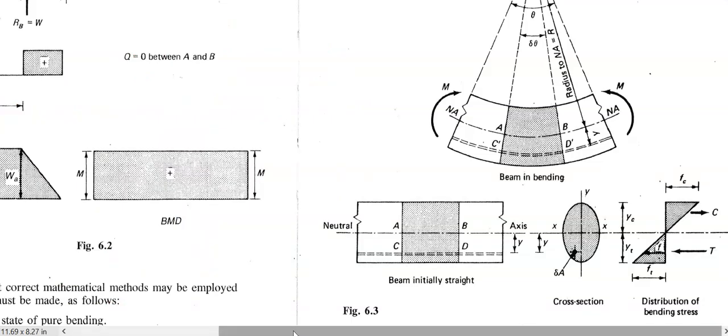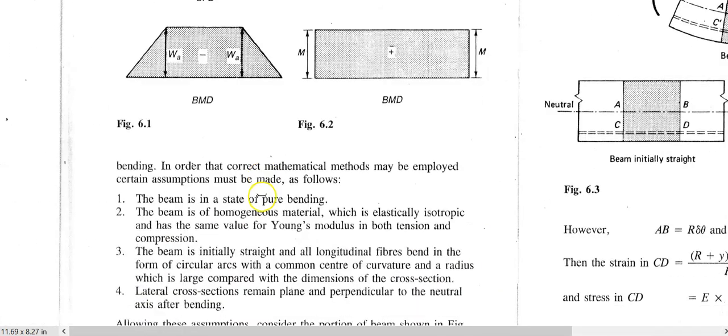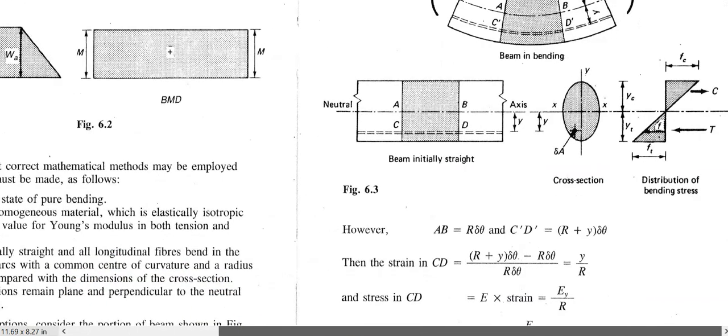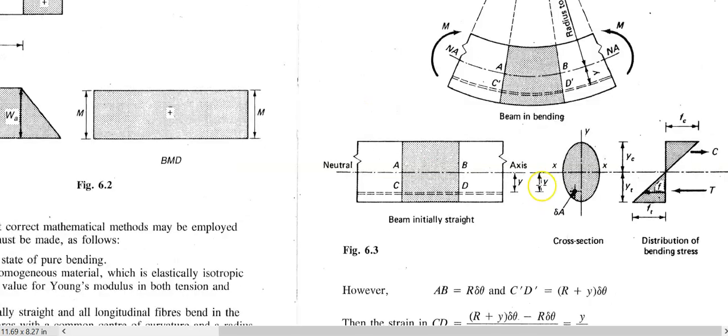It says there, number 3, the beam is initially straight and all longitudinal fibers bend in the form of circular arcs. That means our forms are sitting over there, and before the forms are removed, the beams are completely horizontal. So that's the top of the beam, that's the bottom of the beam.